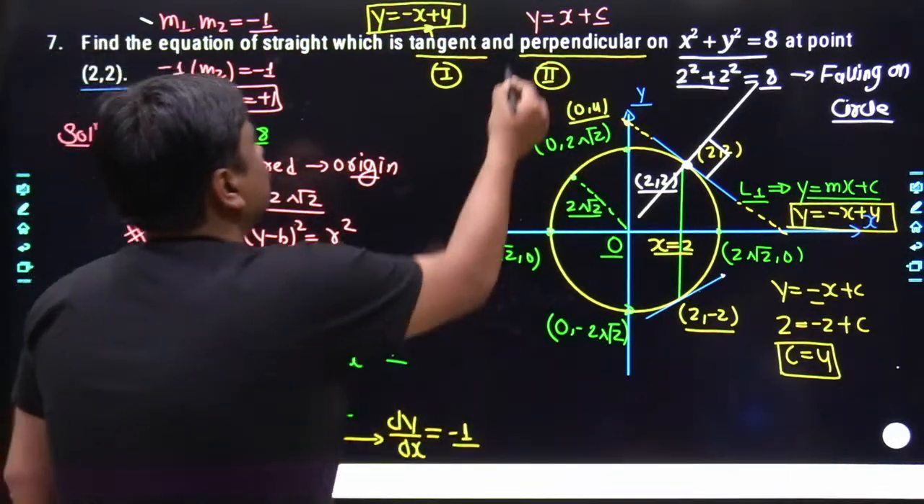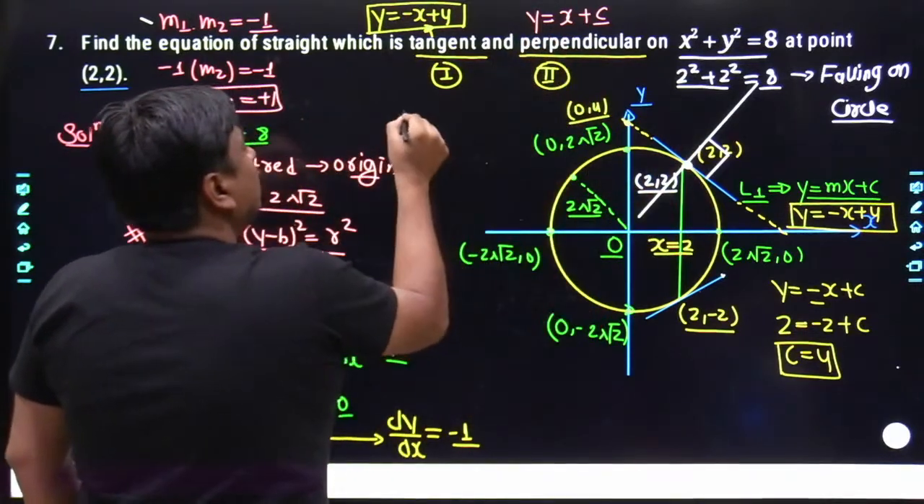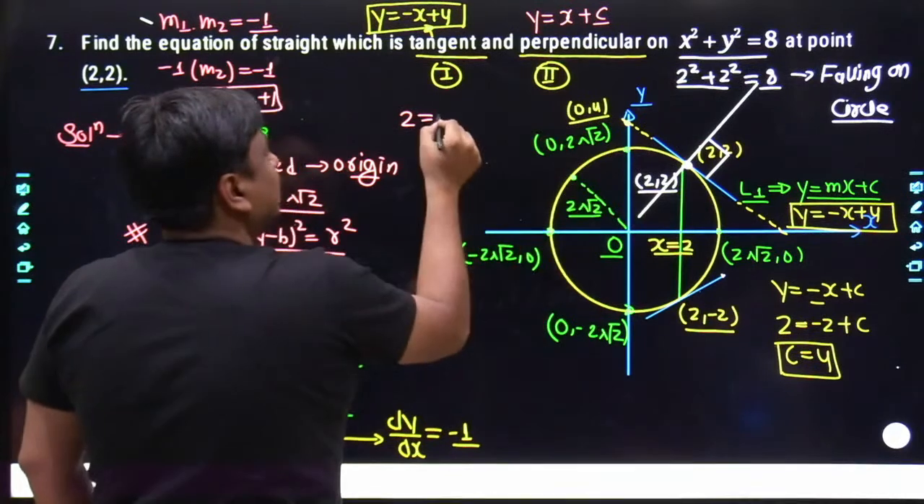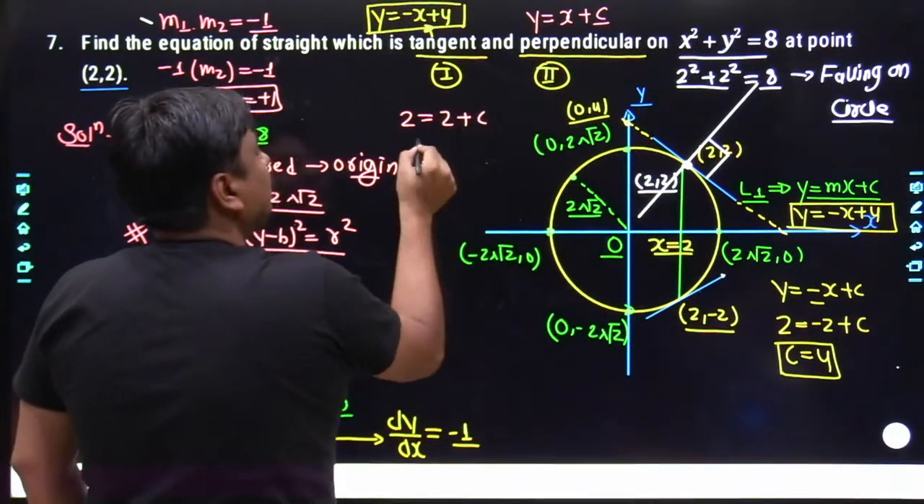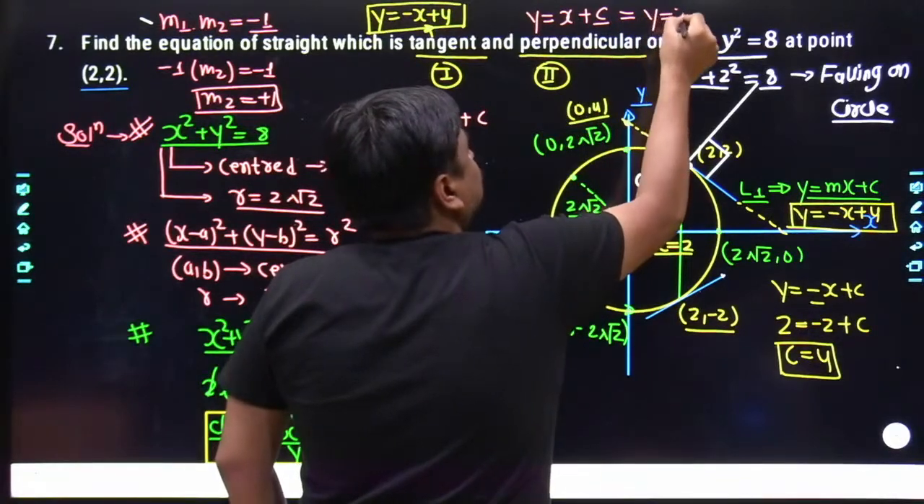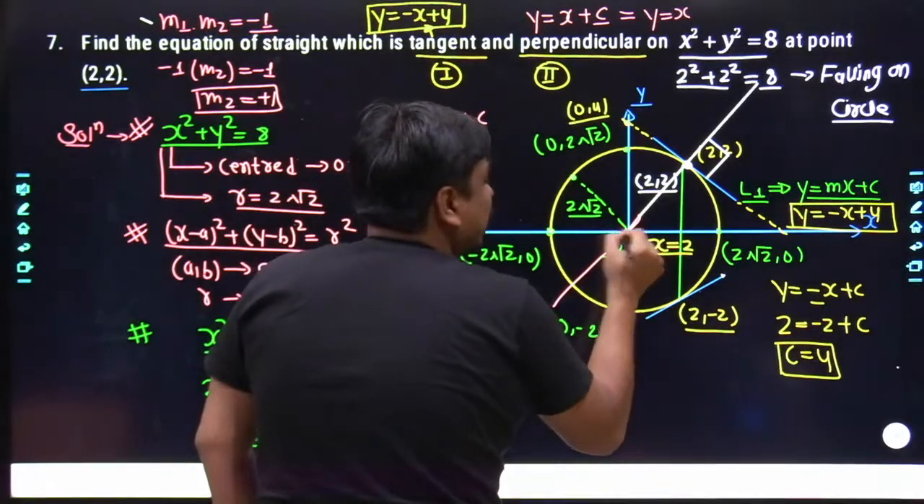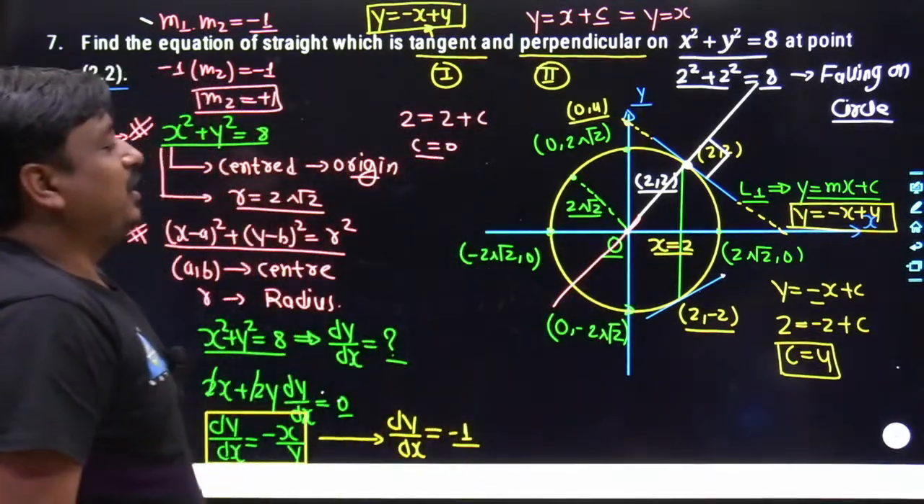So what I would be doing over here? Again, at this perpendicular point, y is 2 and x is 2. The value of c would simply be equal to 0. So this straight line is going to be y equals x, and you can pretend it is going to pass through the origin, and yes, it is.